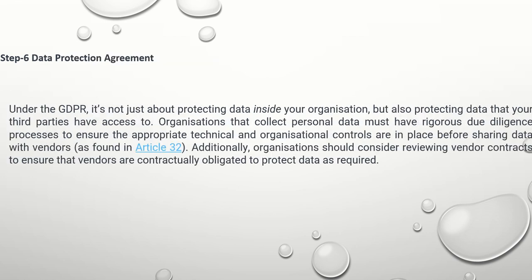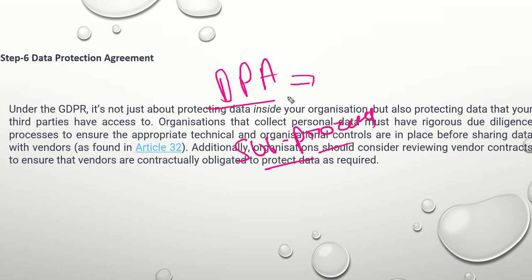The next step is the data protection agreement. In this data protection agreement, we need to sign a DPA if we are sharing any personal information with a third party. If you are sharing any personal information with a sub processor, then with the sub processor we need to sign a DPA, that is called the data protection agreement. So that data protection agreement would be signed with the vendors, or you can say sub processors.